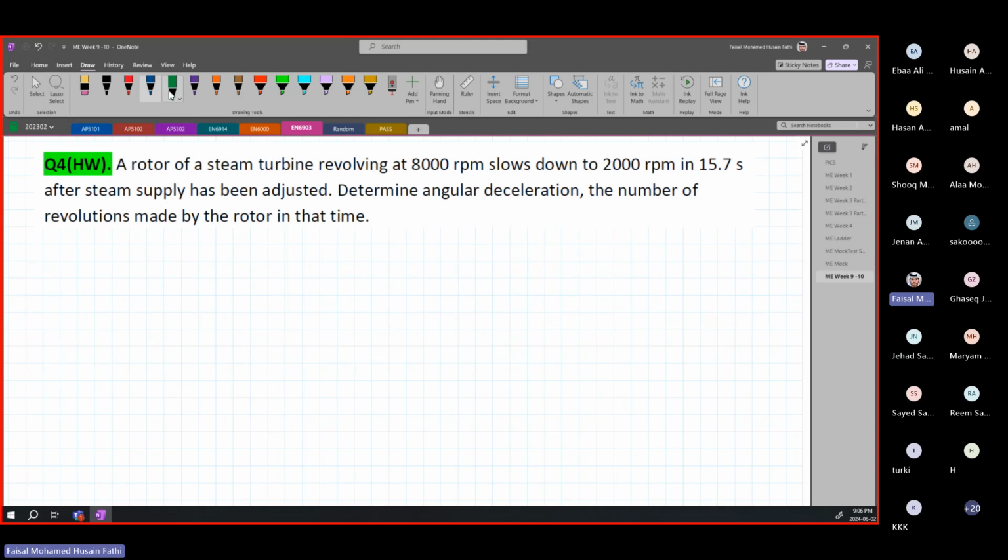But if we look at it very quickly, a rotor steam turbine revolving at 8,000 RPM. This is our first omega, omega 0, which is 8,000 RPM. Convert it into radians per second. So what do we do? We multiply by 2 pi over 60. This is going to give us 8,000 divided by 60 times 2, which gives us 800 over 3 pi, whatever the value of that is.